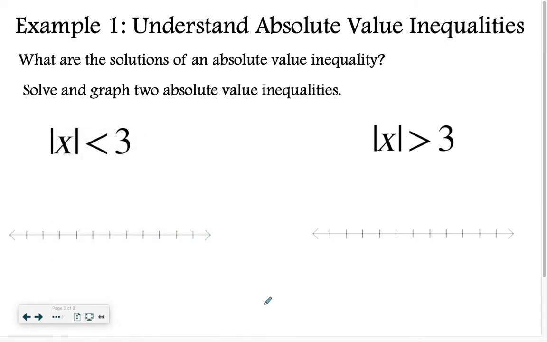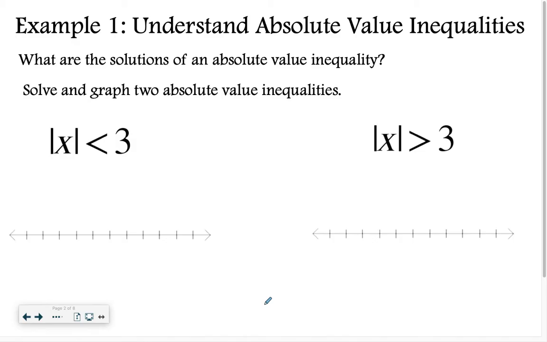We want to understand absolute value inequalities. What are the solutions of an absolute value inequality? So absolute value inequalities are going to work pretty similarly to what you learned about with absolute value equations, where you're going to have two different answers. You're going to have that case 1 and that case 2 scenario, but it's also going to combine the knowledge that you have of inequalities, okay?